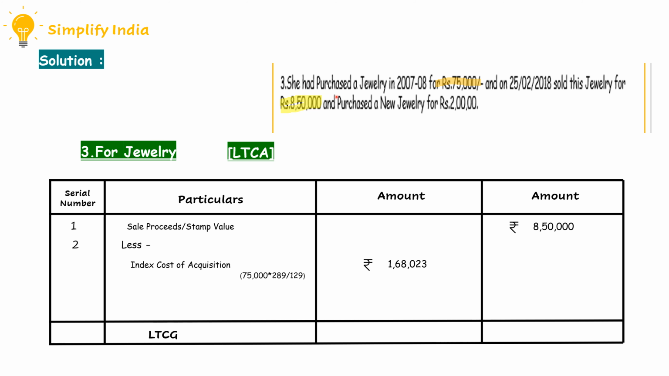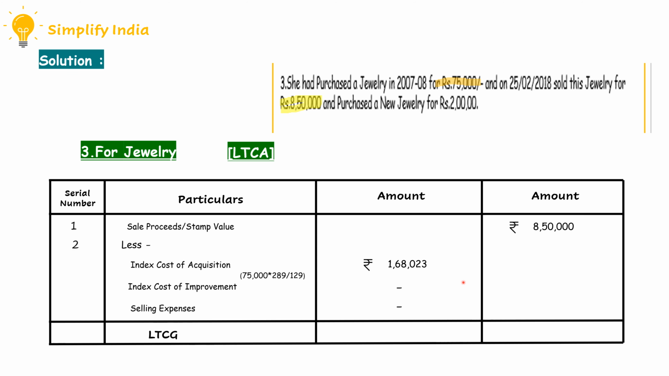Here in the question they have not mentioned anything regarding the improvement, so we have to take it as nil. Next we have to take the selling expenses. Here in the question there is no information regarding the selling expenses either, so it is nil.